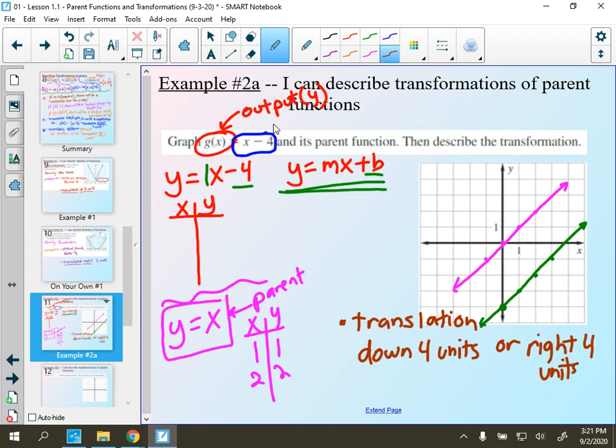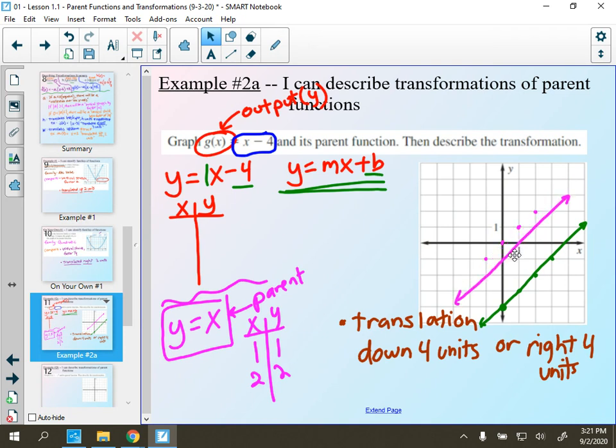And we'll decide. So here's the deal. Let's take our parent function. What if I go down 4 units? Can I do it? I need to use this. 1, 2, 3, 4. Down's looking pretty darn good. Let's take a look, though, and I think you can probably see where this is going.